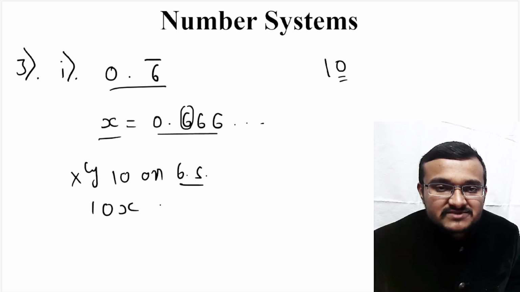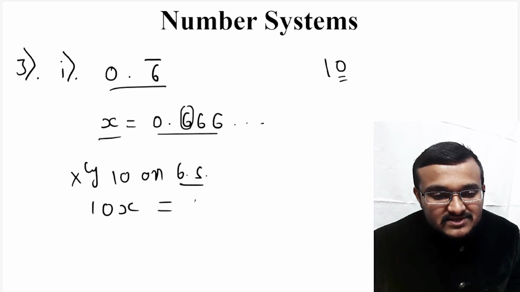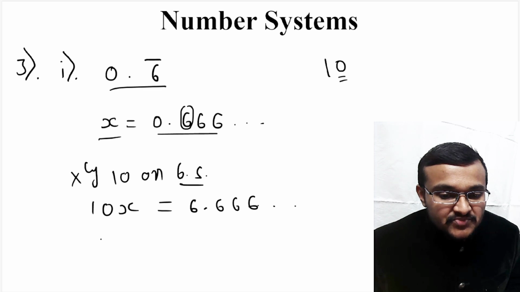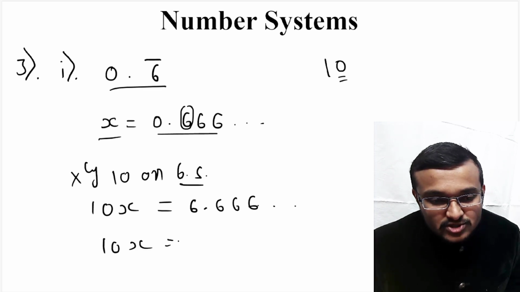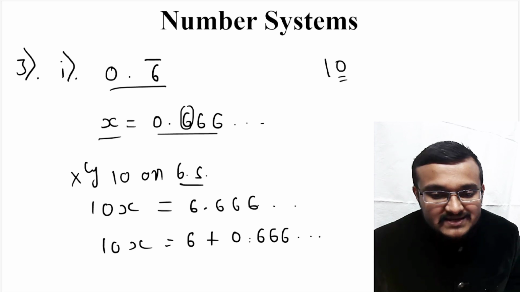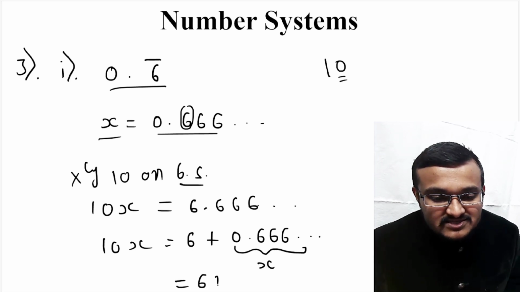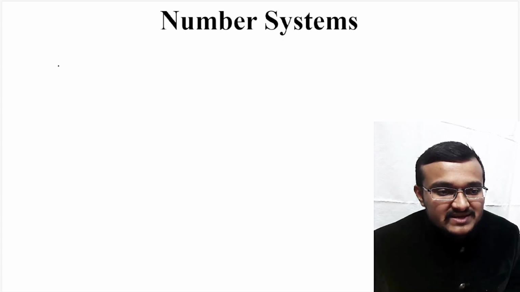This is BS, BS means both sides. So 10x is equal to 6.666 and it goes on like this. So 10x you can write as 6 plus 0.666, it goes on like this. Here this value you can take as x, so it will be 6 plus x. So 10x is equal to 6 plus x.